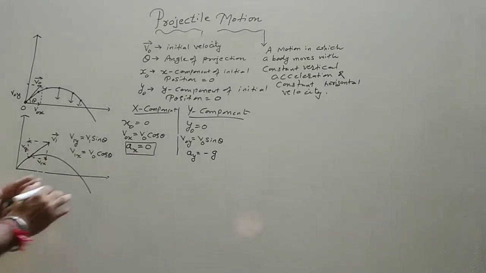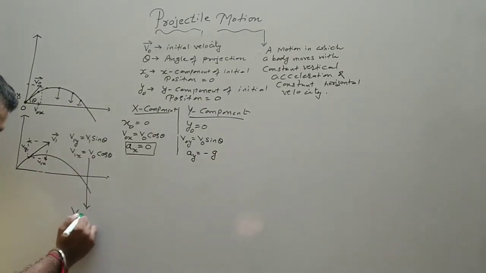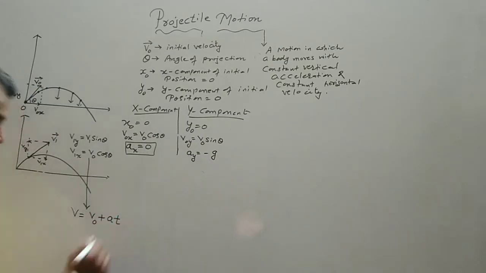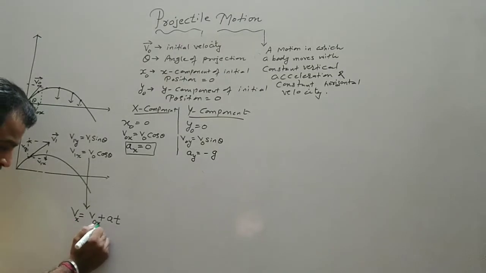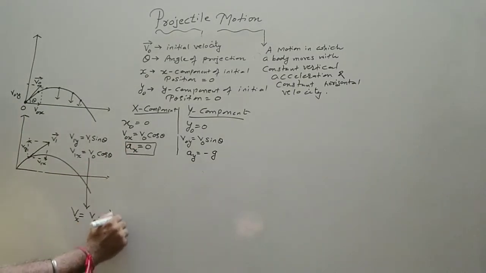Now you can find out this thing by using the first equation of motion. We know the first equation of motion is v is equal to v0 plus at. Now if I write the x component of this equation, so it becomes vx equals v0x plus ax t. Substitute ax here, so it becomes 0. So this term is eliminated. So v0x, again v0 cos theta. So here time is t1, first instant.